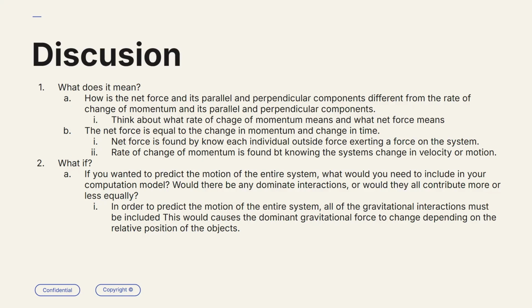Now, if you want to predict the motion of the entire system, what would you need to include in your computational model? Would there be any dominant interactions, or would they all contribute more or less equally? In order to predict the motion of the entire system, all the gravitational interactions must be included. This would cause the dominant gravitational forces to change depending on the relative position of the objects. This will make them all contribute unevenly as the system moves between what is in dominance between the planet, the star, the spaceship, the moon, and the black hole. It would all be changing and shifting because it is an ever-changing system, and that would make it really hard to compute in a computational model as the dominant forces would be changing.